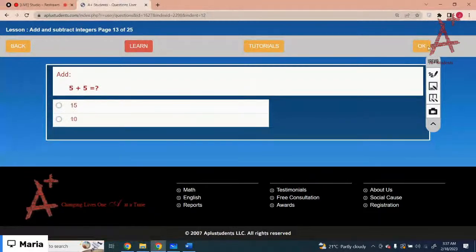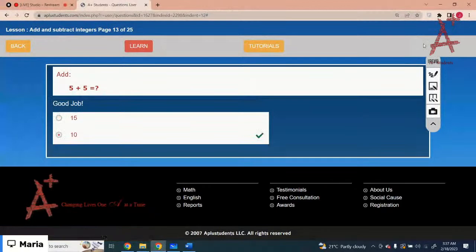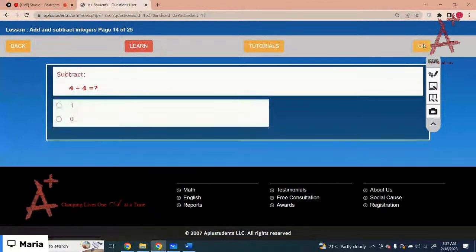5 plus 5 is, you have to add them. Both the numbers are positive. So simply add them. 5 plus 5 makes 10. So the correct option is 10. Okay, 4 minus 4. 4 minus 4 is 0.